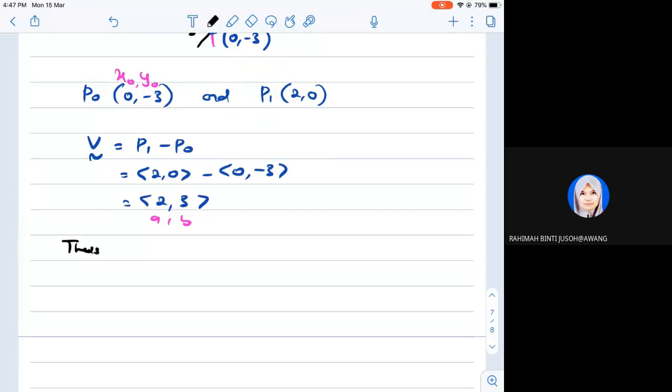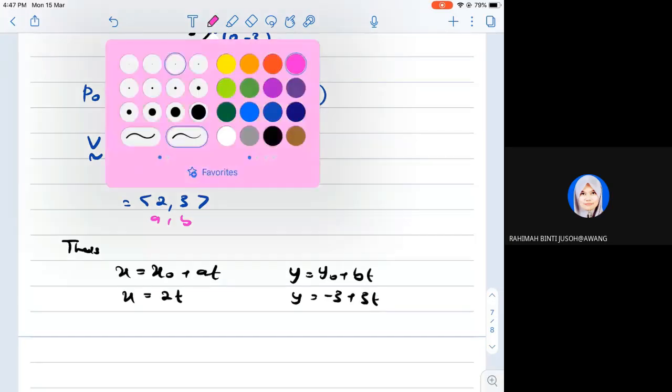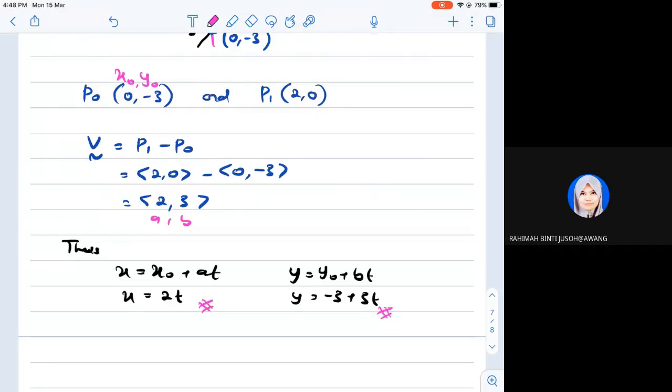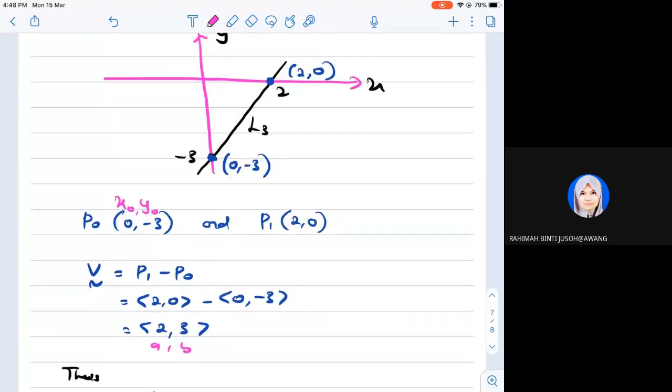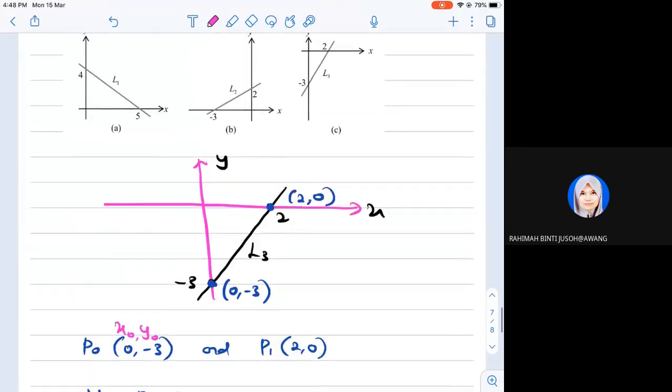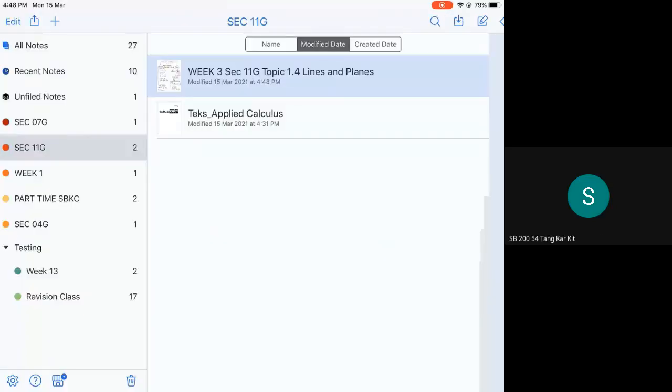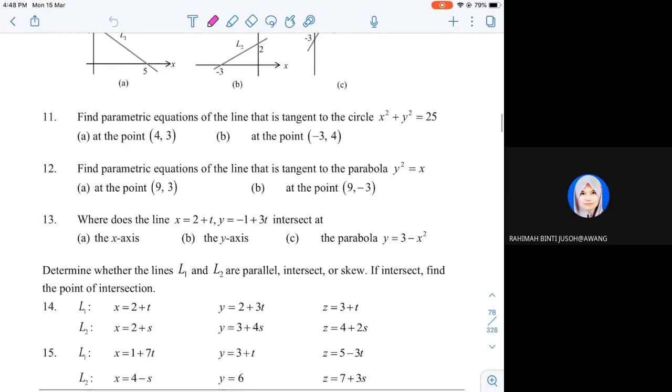thus the equation of the line is X equals to X naught plus AT. So X equals to what? 0, right? 0 plus 2T. So 2T like this. Then Y equals to Y naught plus BT. So Y equals to negative 3 plus 3T. So this is the equation. If you choose the other way around, your answer will be different, but it is still correct, no matter. It depends on the values that you choose. Understand, guys? Alright.